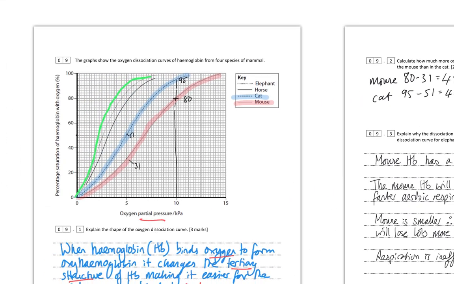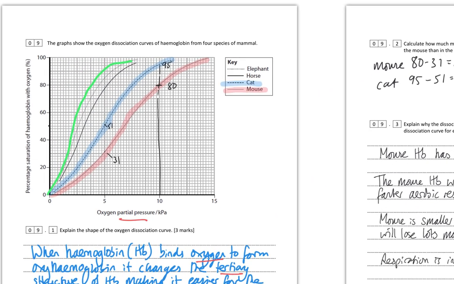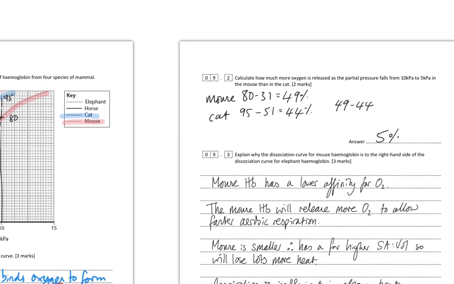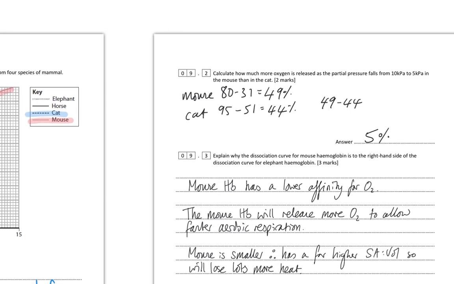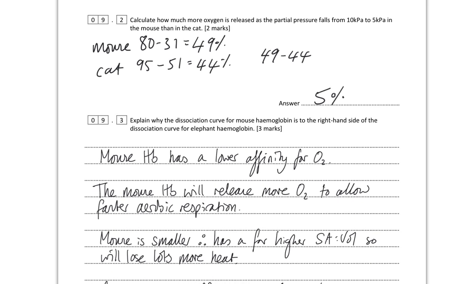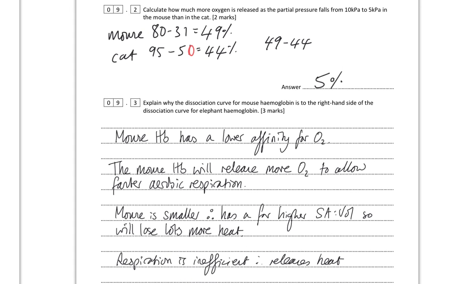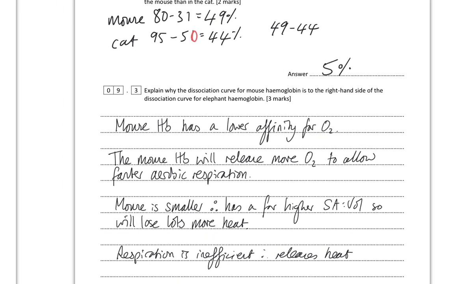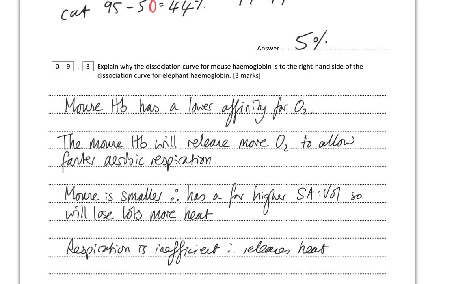9.2, I think I was one out compared to the mark scheme. But I highlighted the mouse and the cat. It's an awfully printed graph, apologies. But take one from the other and get 5%. I think it might be 4%. I think the cat might have been 50, not 51, but by the time I highlighted the line, I'd got myself confused. But the principle is there, and it wouldn't be that badly photocopied in an exam.